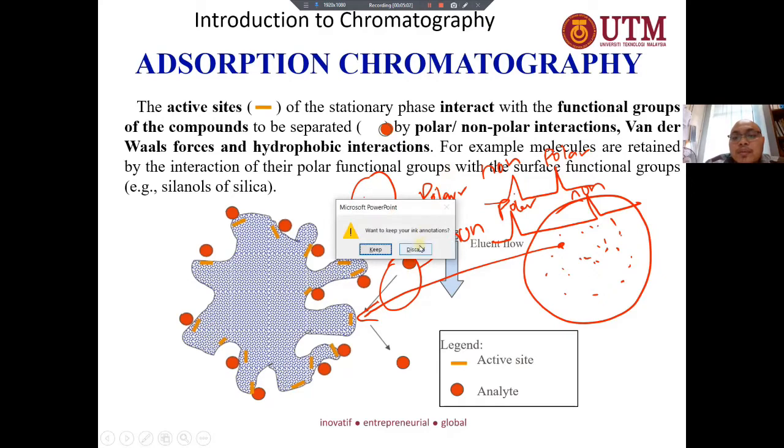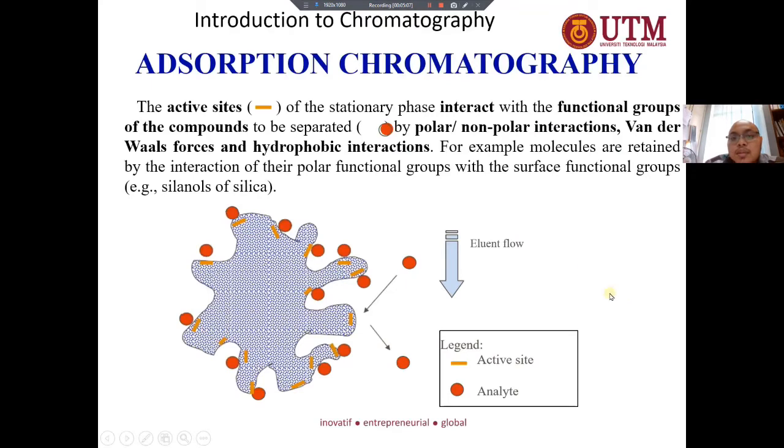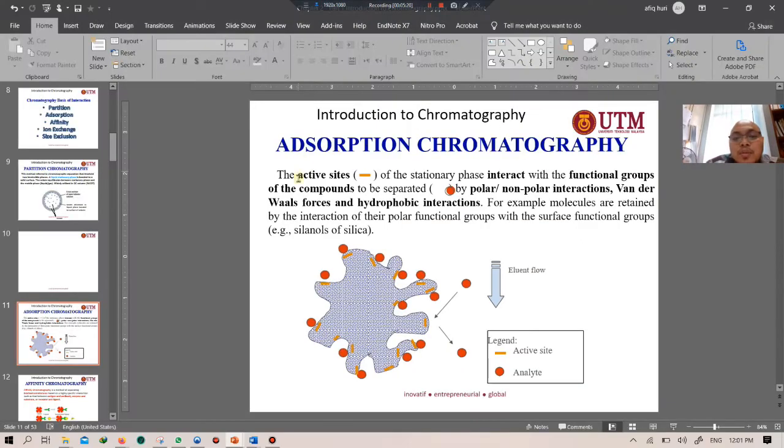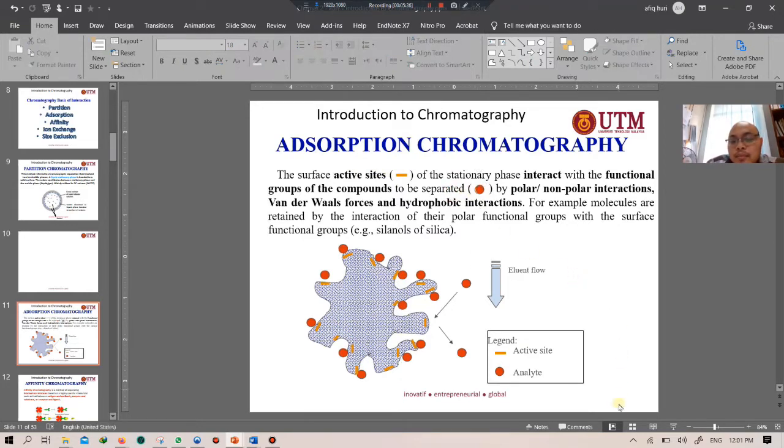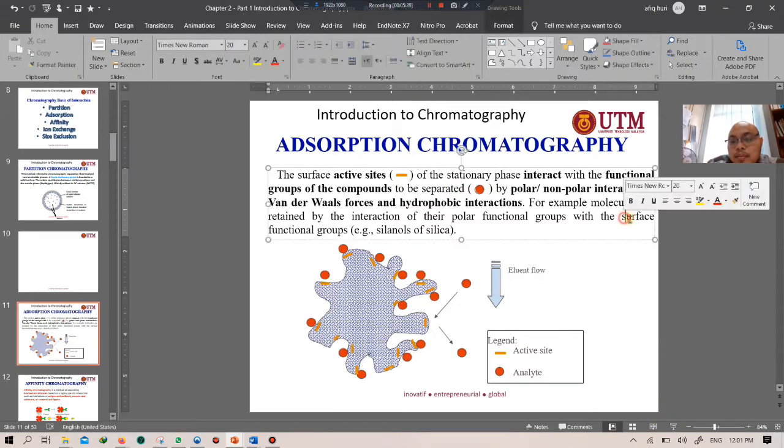The keywords here are that the active site interacts with the functional group, or the surface active site of the stationary phase interacts with the functional group. So better I correct it here: the surface active site, because adsorption is the interaction on the surface.